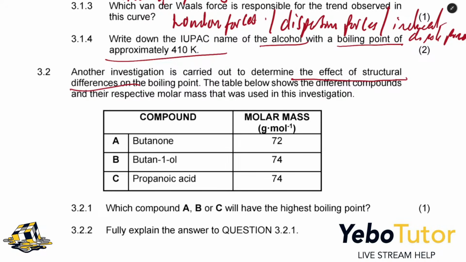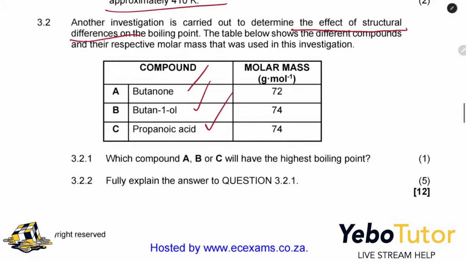So you can see butane, this is a ketone, this is an alcohol, and this is your carboxylic acid because it's a propanoic acid. Which compound A, B, C will have the highest boiling point? Guys, definitely it is going to be compound C. It will have the highest boiling point. As you can see here, propanoic acid will have the highest boiling point.